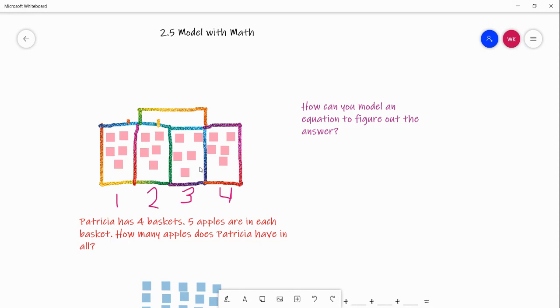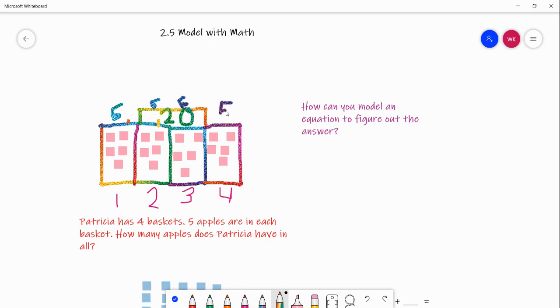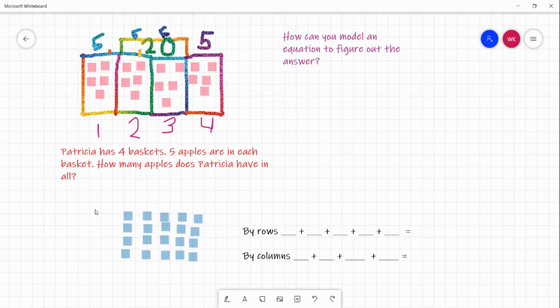To figure out our answer, we can just count how many apples she has. Let's do that. 1, 2, 3, 4, 5, 6, 7, 8, 9, 10, 11, 12, 13, 14, 15, 16, 17, 18, 19, 20. So Patricia has 20 apples in all, and you're going to put that answer up here. We have 5 in this basket, 5 in this basket, 5 in this basket, and 5 in this basket.